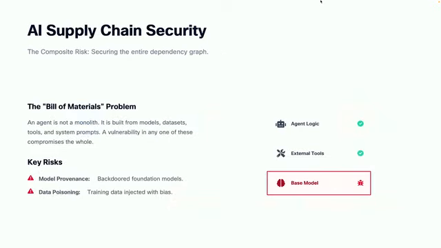AI supply chain security, this is super important. Obviously, you're building a system that has models, data, code, libraries, third-party data sets. And the thing is, how do you secure all this?